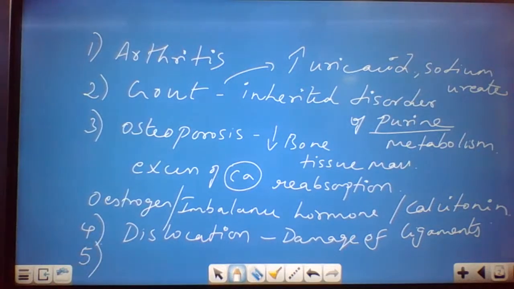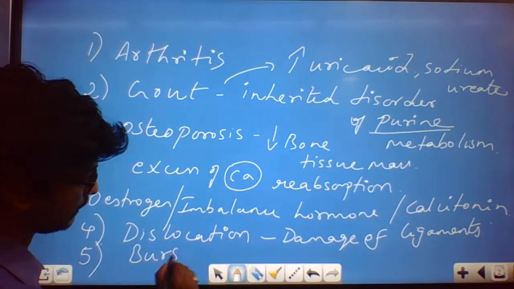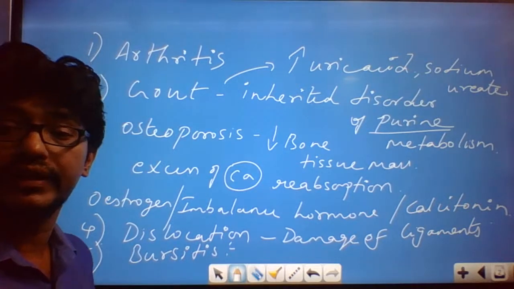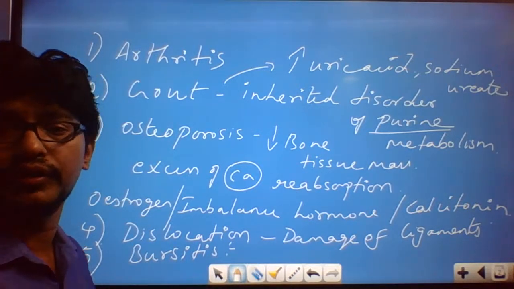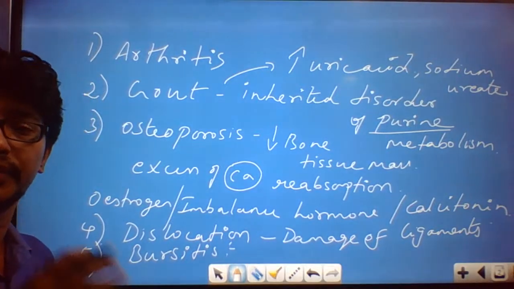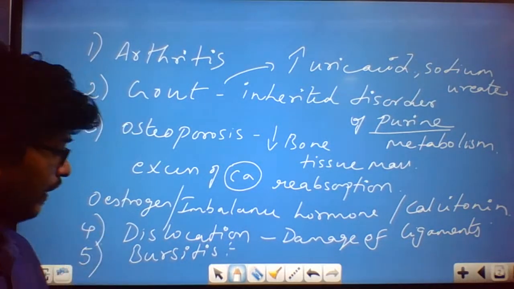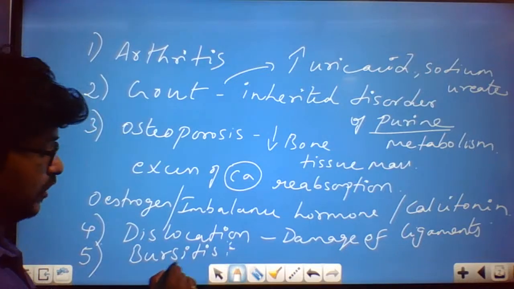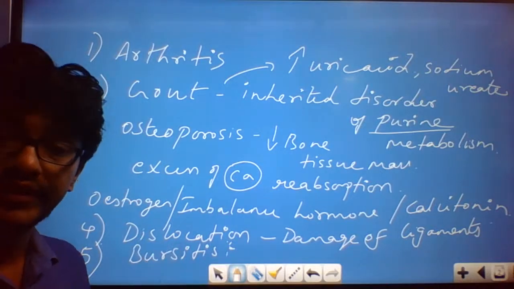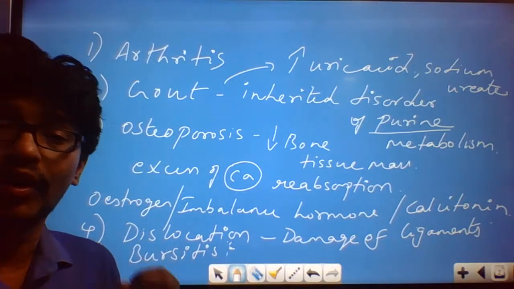Then the next disorder, next to dislocation, is bursitis. Can someone tell me what is bursitis? Bursitis happens if you give continuous pressure on a particular bone, and this leads to inflammation. This condition is called bursitis. It is something like a physical injury. It can happen by means of physical injury or by means of giving constant pressure.